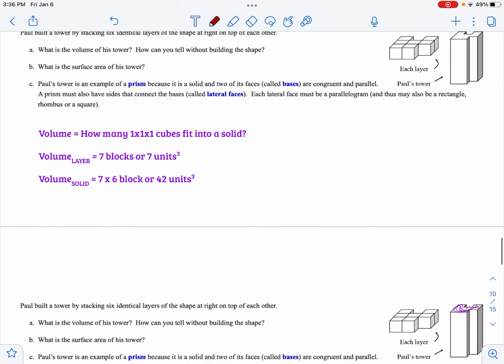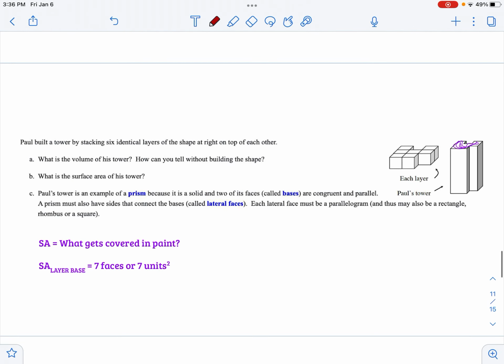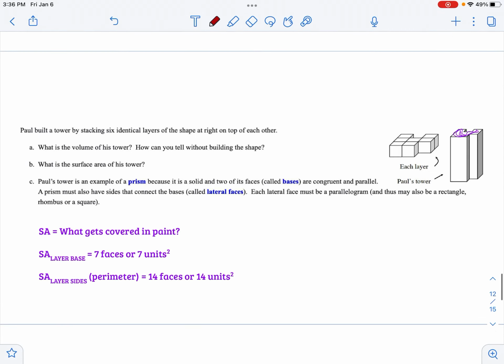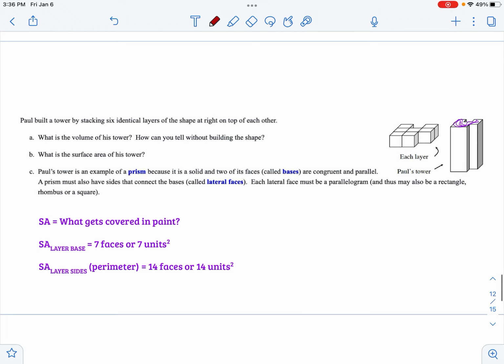If I want to go to surface area, I'm again going to start with that layer. But I notice that if I drop this into paint, the top would get painted, but the bottom of this layer wouldn't get painted because that is inside here. So I'm just going to look at one layer first. So those 7 would get painted. If I think about this top layer here, I also notice the sides would get painted because, again, the bottom's not getting painted. The bottom is internal to the tower. So if I count up those sides, I get 14.